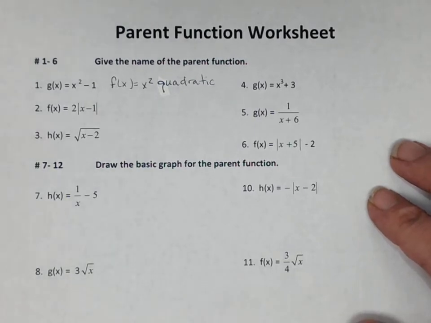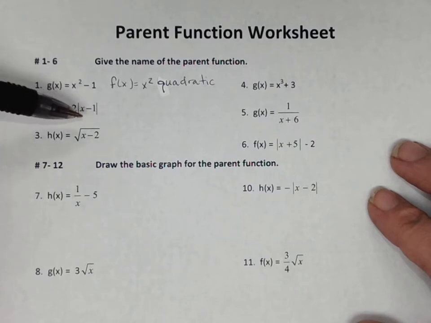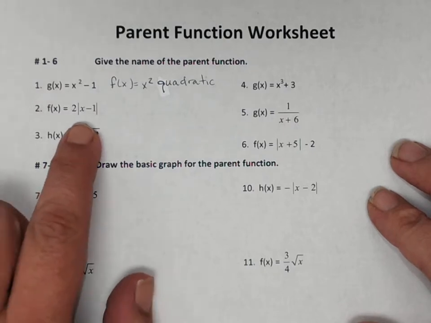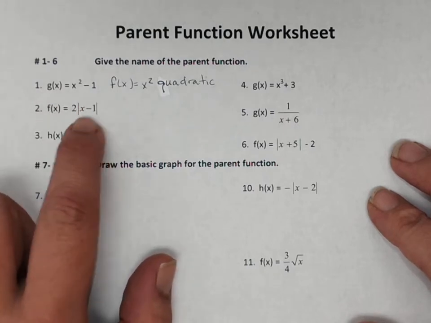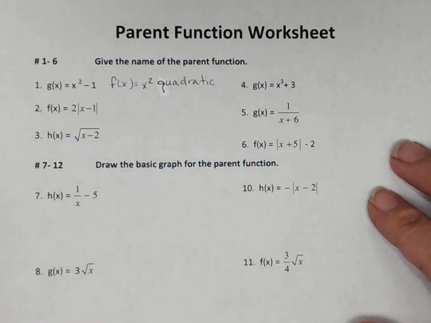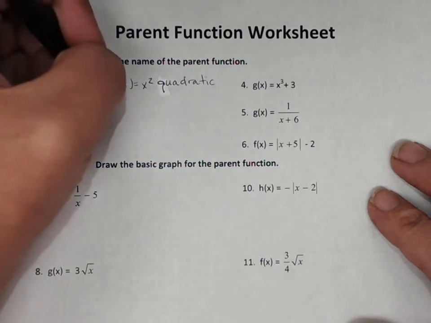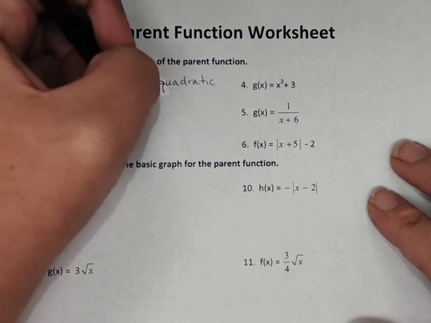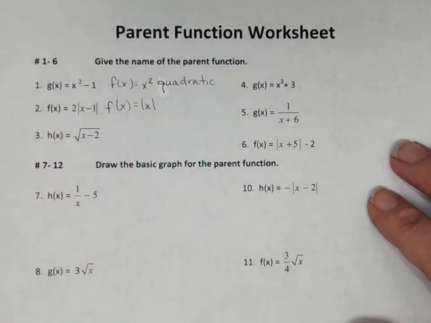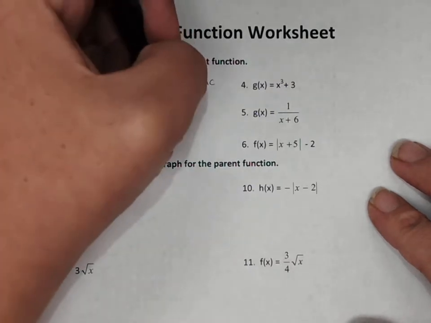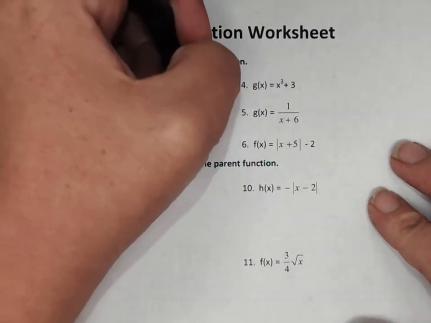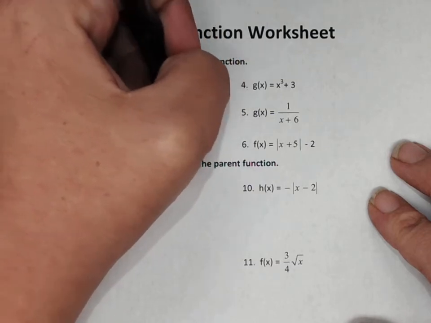Let's go ahead and try number 2. I'm looking here and I see that I've got these coefficients, but I'm not worrying about them. I'm thinking, well, what do I have here? I have an x and it's inside absolute value bars. So this must be the parent function f of x equals the absolute value of x. Or again, we could write absolute value.